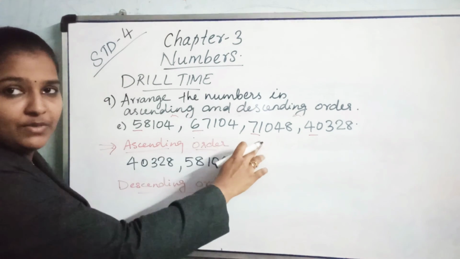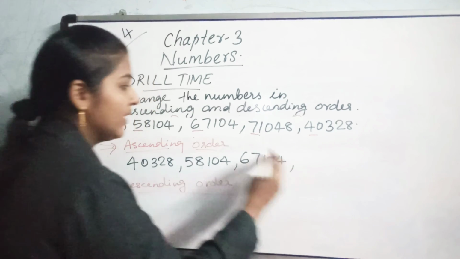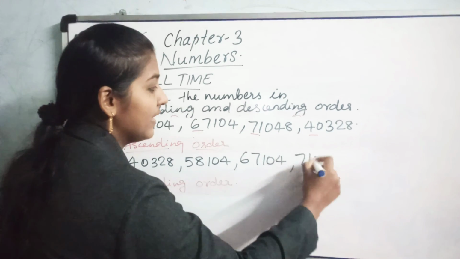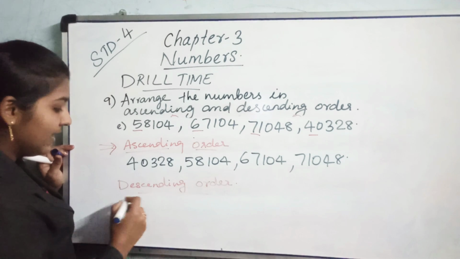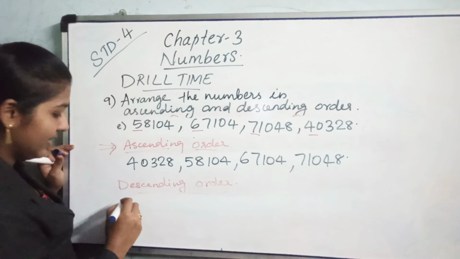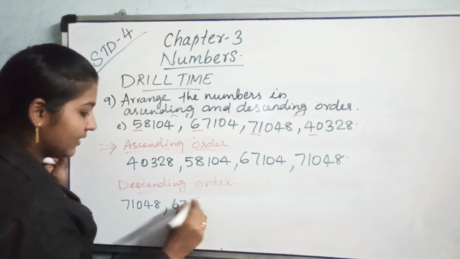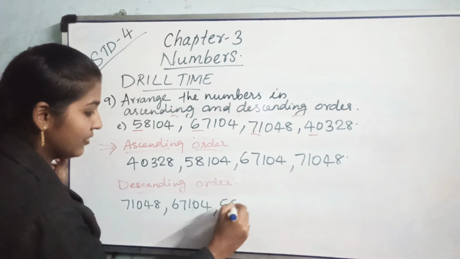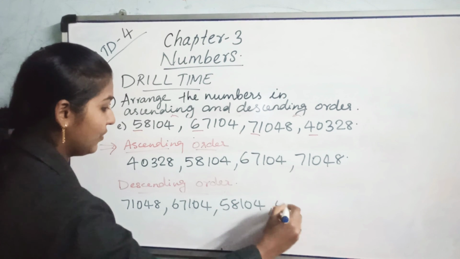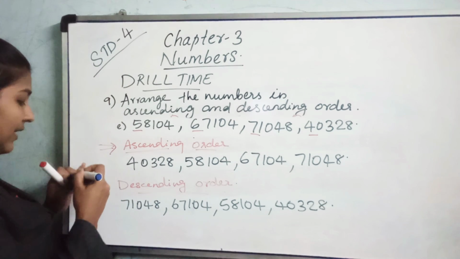Now 6 and 7. Which is smaller? Yes, 67,104. Now last one is 71,048. Okay. Now let's reverse this. Then you will get the descending order. That is 71,048, 67,104, 58,104, and then 40,328. Okay, these are the numbers.